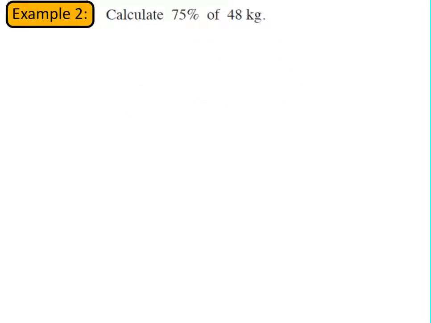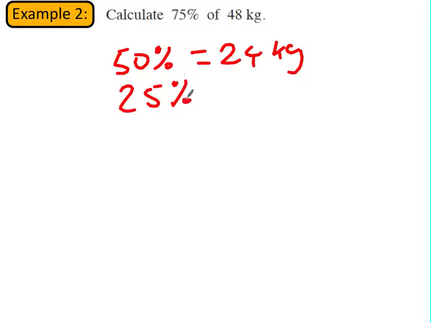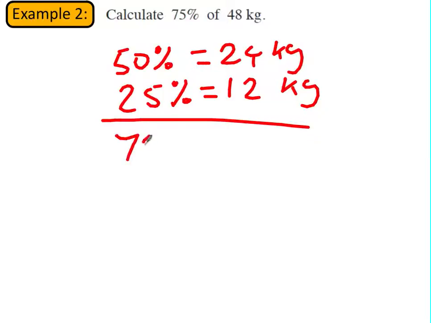Finding 75%, well, if I find 50% of 48, that's going to be 24 kilograms. And by halving that, I'm going to find 25%, which of course therefore is going to be 12 kilograms. And so in total, if I add these two things together, I'm going to have 75%, which is 36 kilograms.